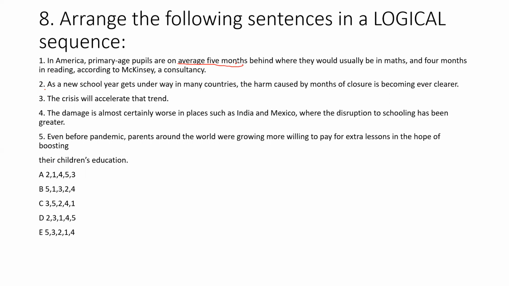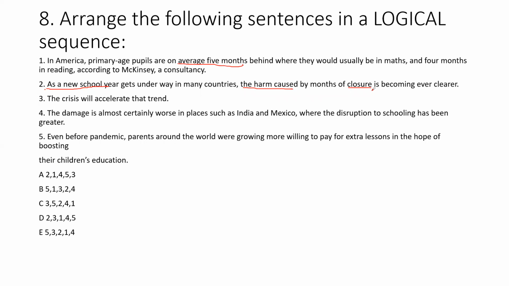Okay. Sentence 2. As a new school year gets underway in many countries, the harm caused by a month of closure is becoming ever clearer. So if you look at this, it says the beginning of the school year. The school is getting started, and there would be harm caused by the months of closure, right? Sentence 3, the crisis will accelerate that trend.